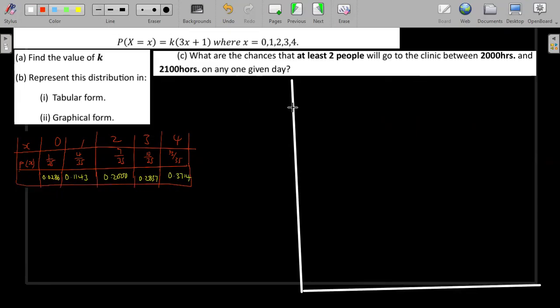Here you're going to have y, and there you're going to have x. So this is going to be 0. Take a look at what you have. On the x-axis, we're going to put 0, 1, 2, 3, and then 4. Then on the y-axis, we're going to put these values in yellow here. We see that these values are just increasing: 0.02, 0.11, 0.2, 0.28, 0.3.